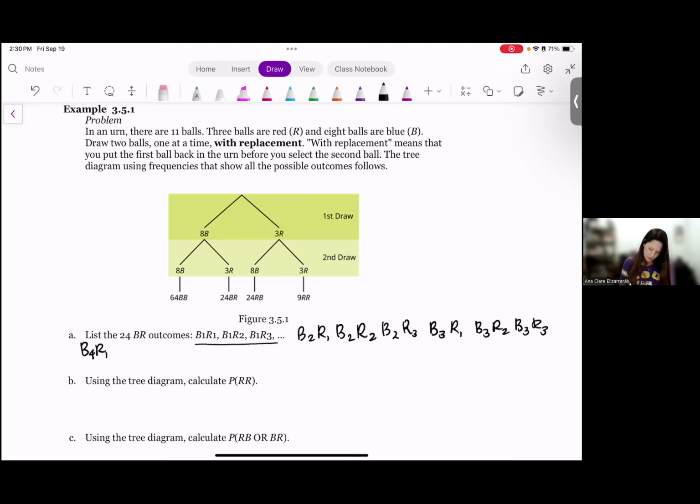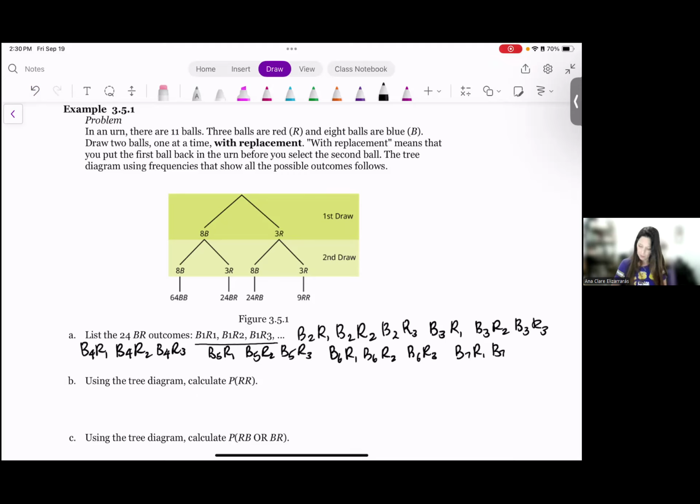Blue 4, red 1, blue 4, red 2, blue 4, red 3. Blue 5, red 1, blue 5, red 2, blue 5, red 3. Blue 6, red 1, blue 6, red 2, blue 6, red 3. Blue 7, red 1, blue 7, red 2, blue 7, red 3, and then 8. Blue 8, red 1, blue 8, red 2, blue 8, red 3.